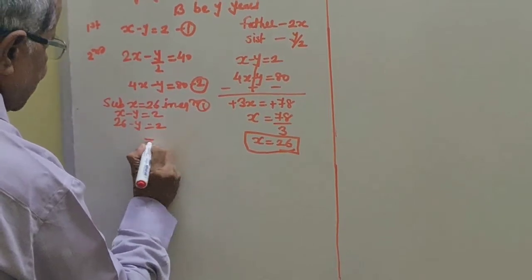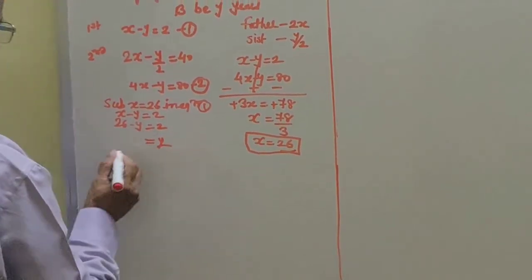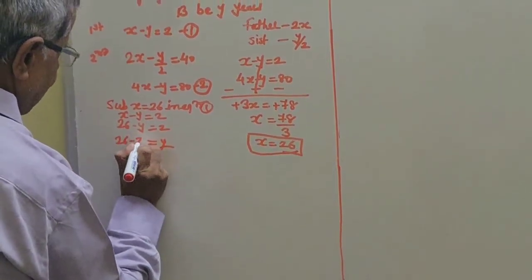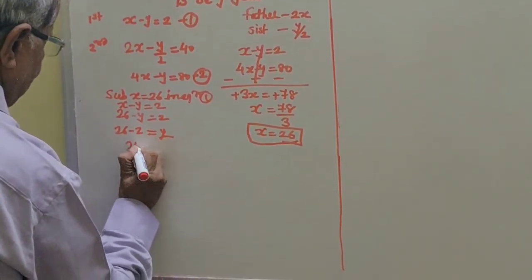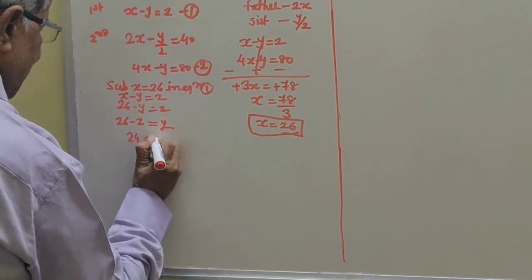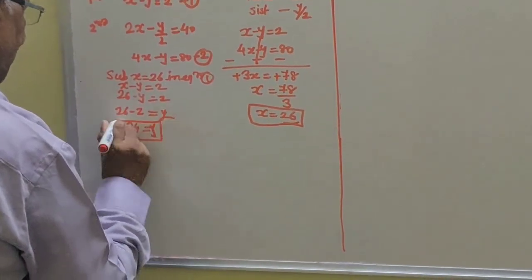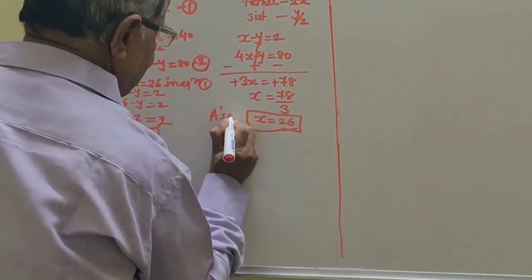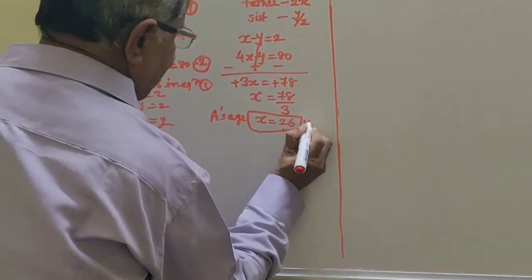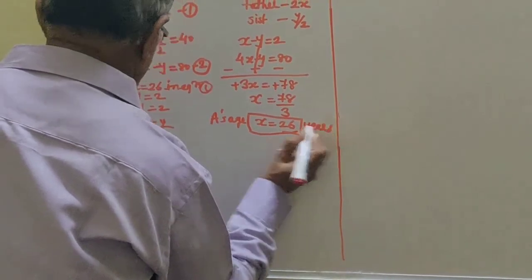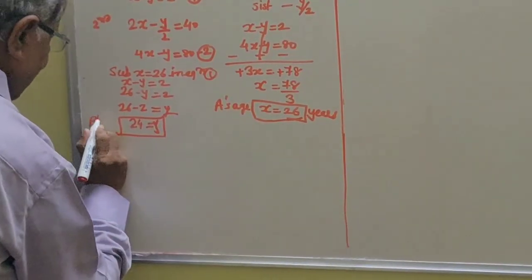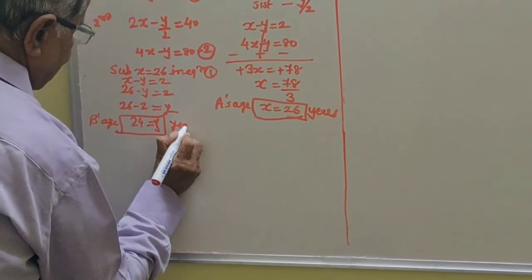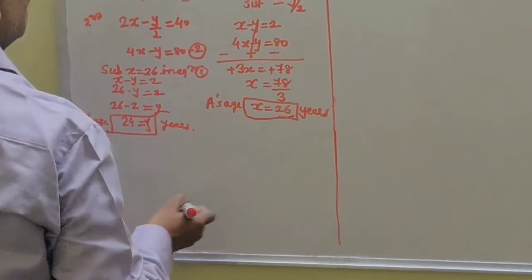Now I will transfer y to that side, so positive will come and 26 minus y, 2 will come here. So what is the value of y? 24 is equal to y. Therefore A's age is 26 years and B's age is 24 years. Okay, this is the required answer for the given problem.